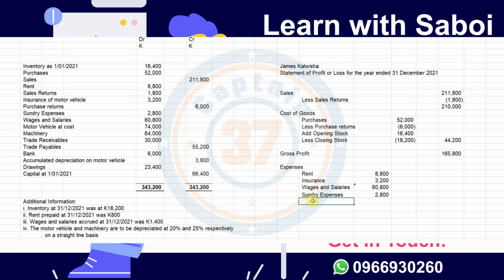What we are going to do is indicate rent prepaid here, but we are going to subtract it. How much is it? 800. We are going to subtract rent prepaid. So we've taken note of this information. Then number 3, we've been told that wages and salaries accrued, meaning you are actually accruing. You are growing how much you owe. And how much is it that you owe? Additionally, it's 1,400.